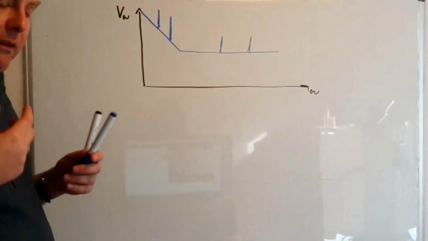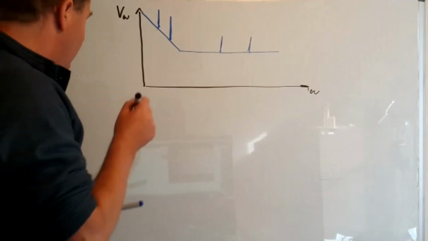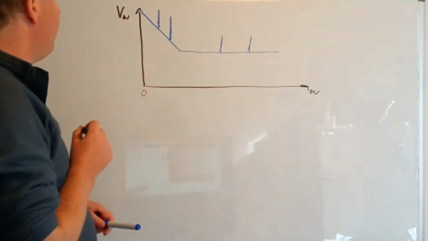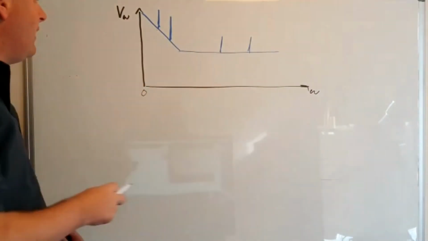So if we measure our system at DC, so down here, then what you can see is you're going to get a lot of intrinsic noise in your measurement because of all the 1 over f noise.